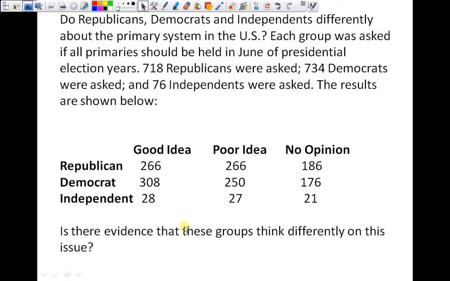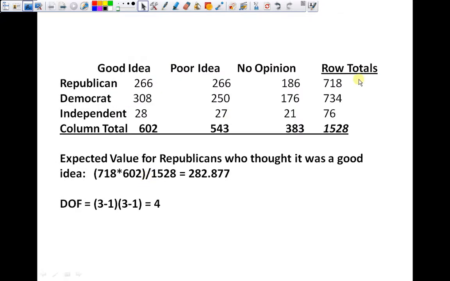That's our HA. Our alternative hypothesis is that they're different. So that makes our null hypothesis, remember we're assumed innocent until proven guilty, that they don't think differently. They think alike. There's no difference in this group versus that group versus that group. Okay. So here are our totals. We have our row totals.